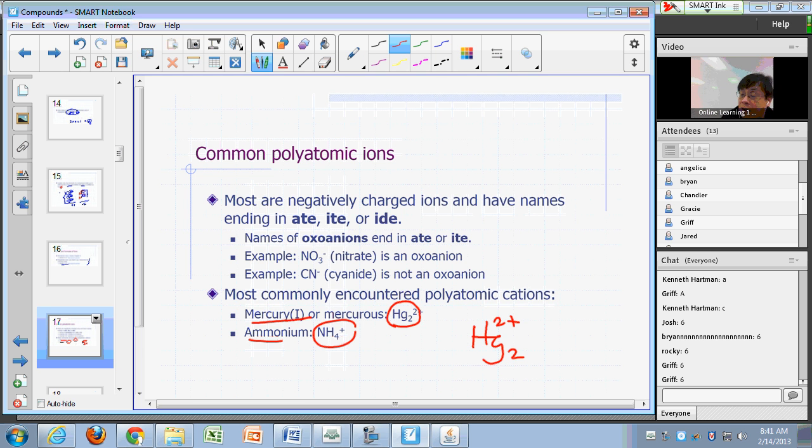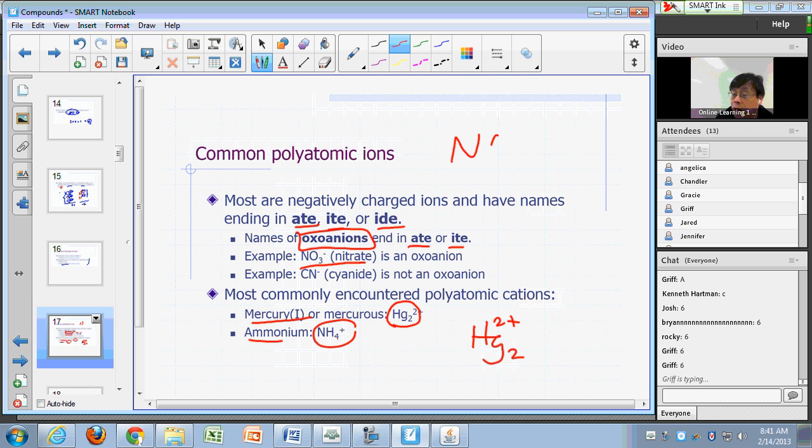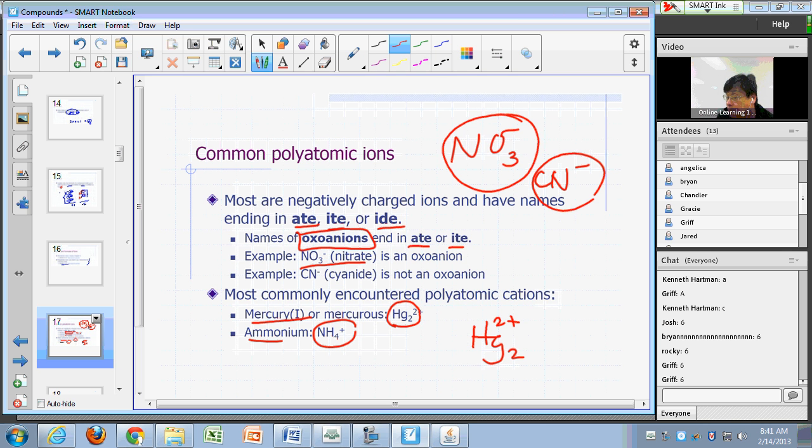Most of the ions you'll encounter are negative ions, and their names end in either ate, ite, or ide. Now, if the name ends in ate or ite, chances are you're dealing with what's called an oxoanion, so one of the atoms in that ion is an oxygen. Nitrate, for example, is NO3 with a -1 charge. And cyanide is CN with a -1 charge. It's not an oxoanion. It doesn't have an oxygen. Nitrate has an oxygen. So, like I said, the only way to remember these things is to memorize.